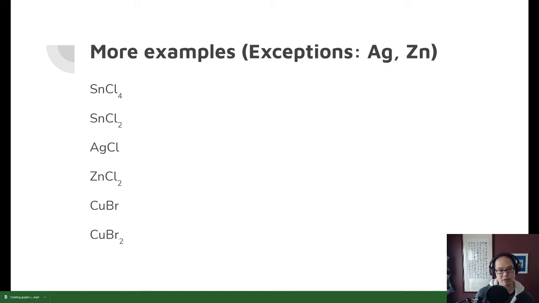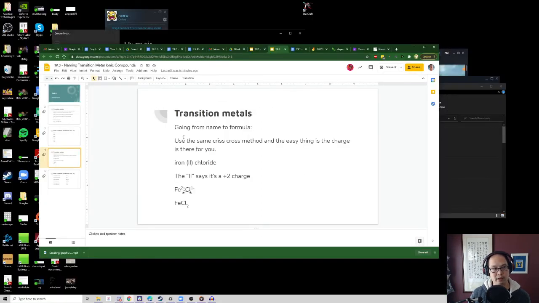All right, the last two, CuBr and CuBr2. Sorry, I said those backwards. Br has a charge of -1. So in the first one, copper has to have a charge of +1. So it's copper 1 bromide. And the second one is copper 2 bromide, because Br2 has a charge of -2 and copper has a charge of +2 to balance it out.